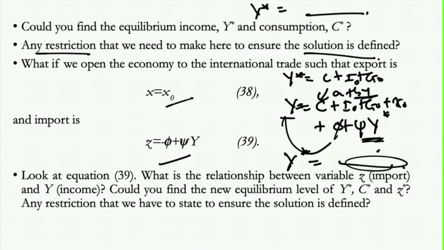Again, you need to see whether you need to put restrictions or not so that the solutions Y star and also C star make sense. So how to do all of this? Try to look at the textbook, read the textbook. From there, you can find the answer for the restriction that I told you just now.